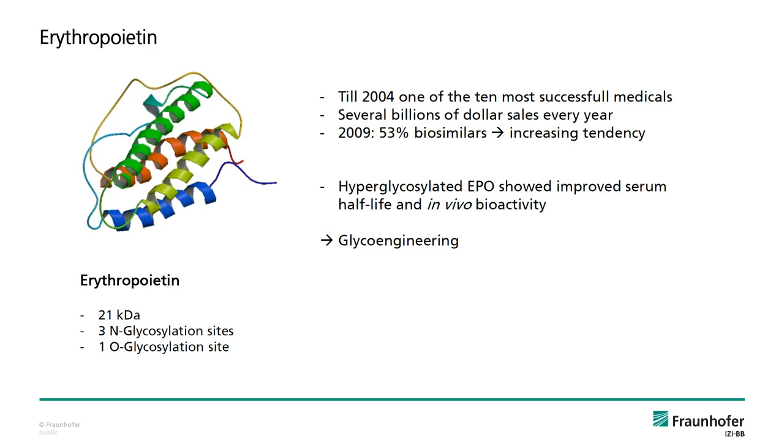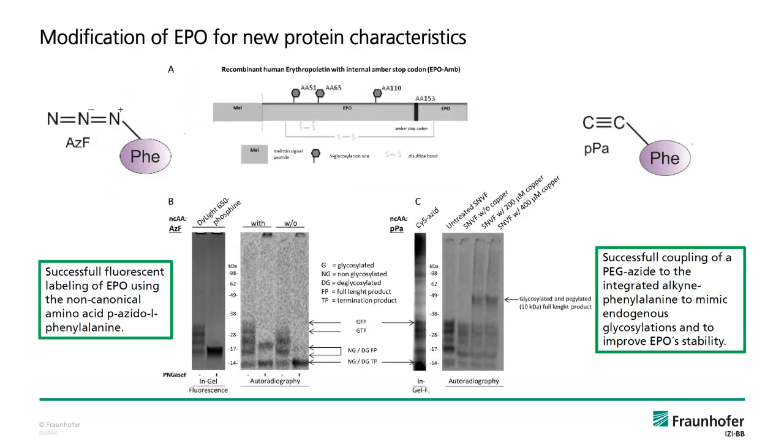So not with a defined sugar moiety, but with a polymer. And therefore, we started again to introduce an amber stop codon into the gene sequence of EPO. We have chosen the position where we usually would expect the O-glycosylation, because O-glycosylations are not possible in cell-free systems. And then we have determined if we can incorporate different non-canonical amino acids.